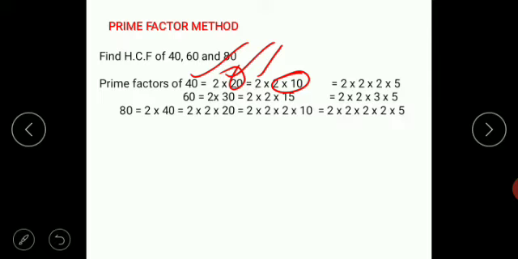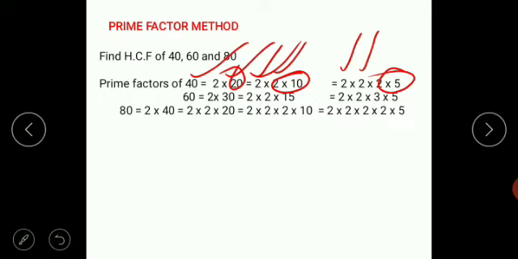Now we got 2 into 2 into 10. 2 twos are 4. 4 tens are 40. Now 2 into 2 are prime factors, but 10 is not a prime factor. So 10 again we have to split. 2 and 2 we keep as it is. Now 10 you have to split into prime factors. 2 5s are 10. So 2 into 2 into 2 into 5. 2 2s are 4. 4 2s are 8. 8 5s are 40.